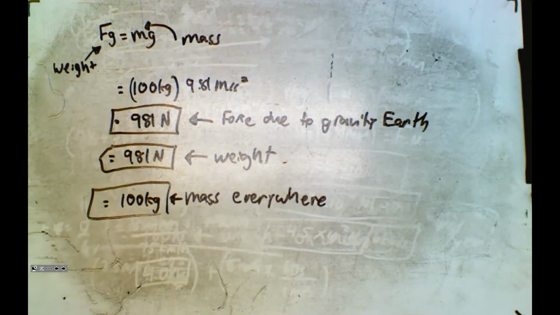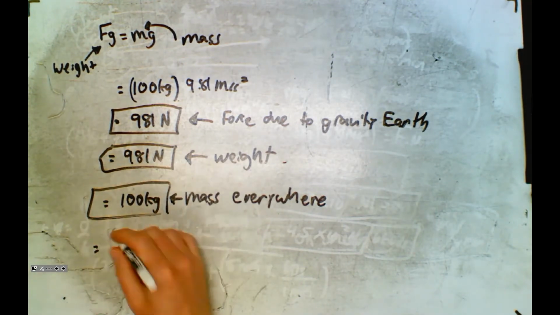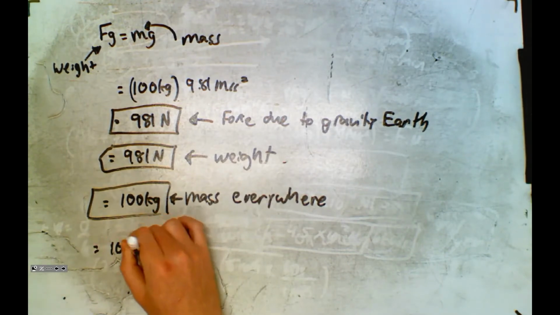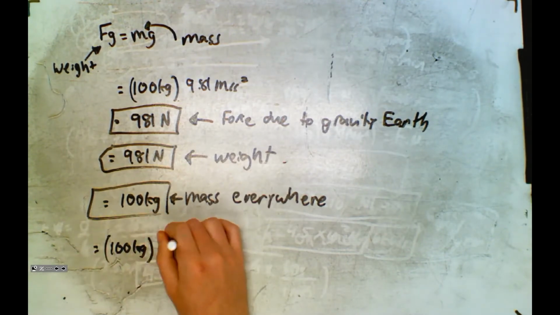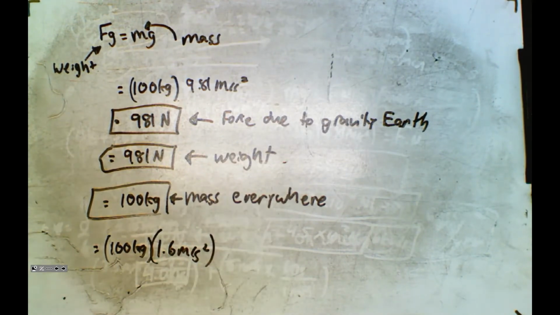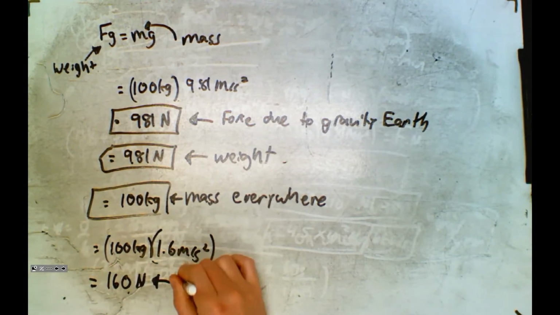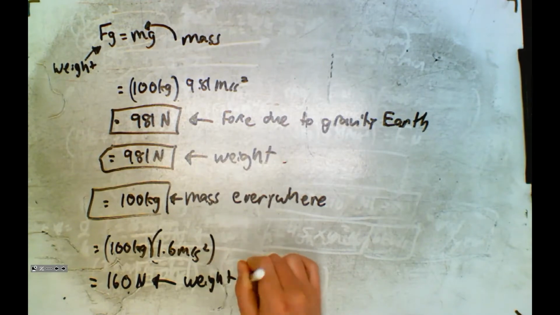But the last one's asking for the weight on the moon. So that's when we have to go our 100 kilogram mass times the acceleration due to gravity on the moon, which is 1.6 meters per second squared. And if I multiply those, I end up getting 160 newtons. So that is your weight on the moon.